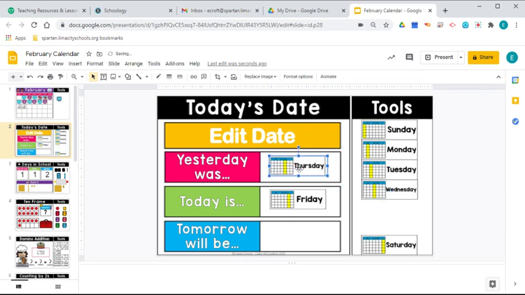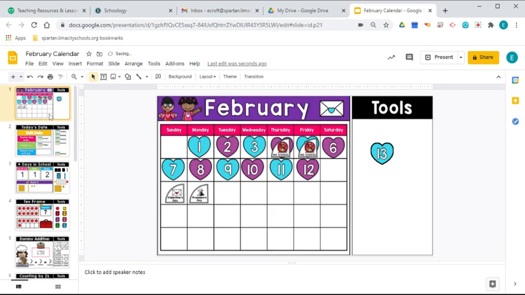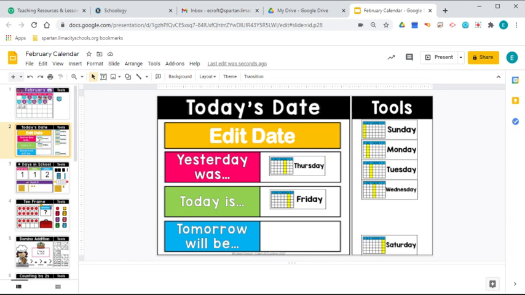Yesterday was Thursday. Now, we're going to jump ahead to find out what tomorrow will be. Tomorrow hasn't happened yet. Tomorrow is in the future. So here we are on Friday. We'll jump ahead to find out what it will be tomorrow. And tomorrow will be one of our weekend days. It will be Saturday.